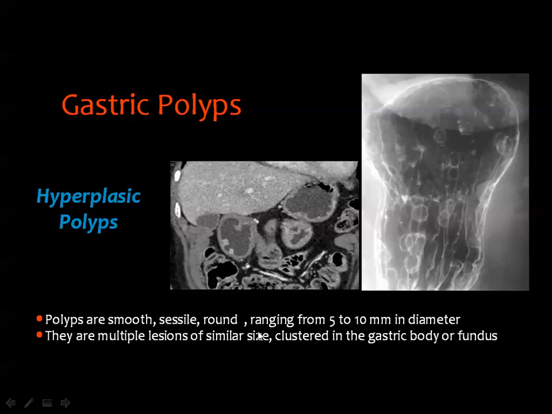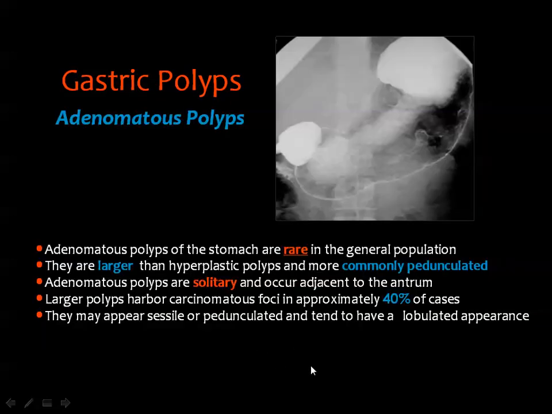The hyperplastic polyps may appear sessile or may show some pedunculated appearance. They are in the range of 5 to 10 millimeters, and you see two different cases of polyps. Many polyps here in the fundus of the stomach, and 3 polyps in the antrum of another patient. The adenomatous polyps are considerably rare compared to the hyperplastic polyps.